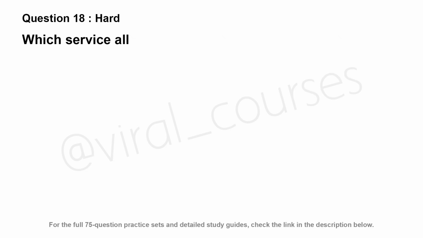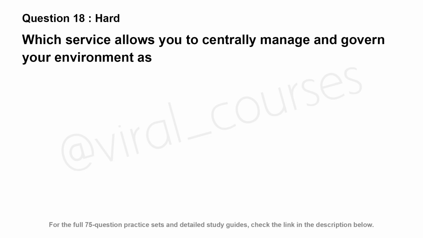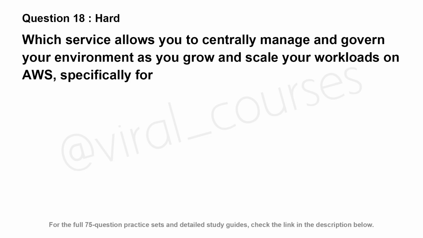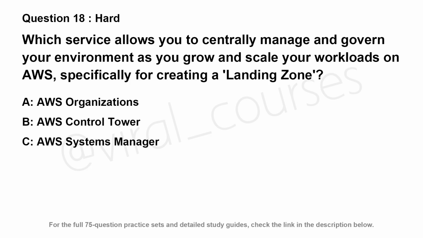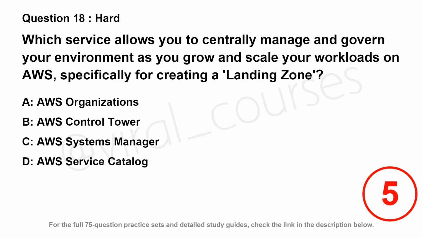Which service allows you to centrally manage and govern your environment as you grow and scale your workloads on AWS, specifically for creating a landing zone? Option A. AWS Organizations. Option B. AWS Control Tower. Option C. AWS Systems Manager. Option D. AWS Service Catalog.